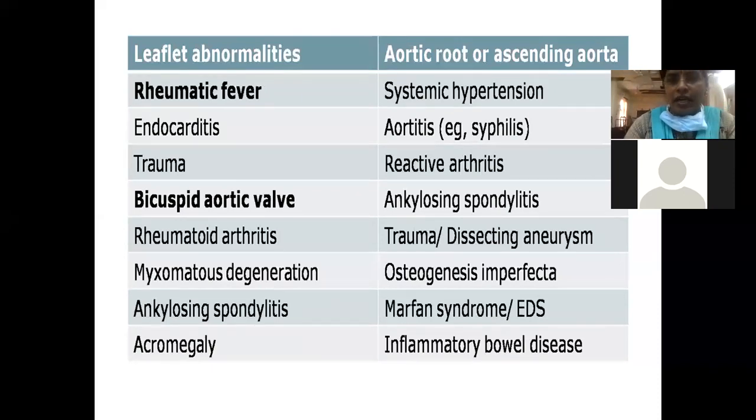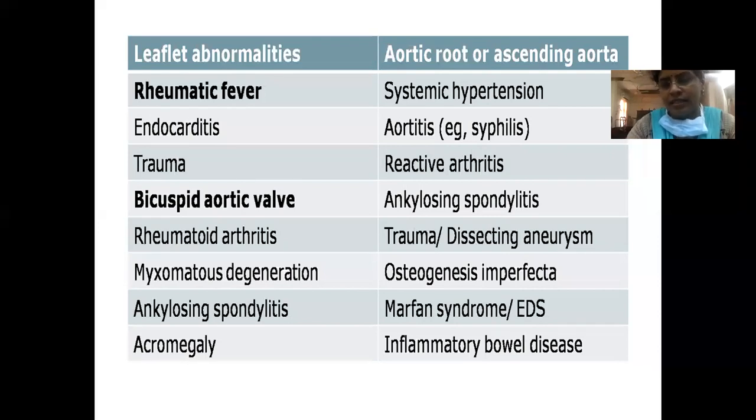aortic root or ascending aorta dilatation. Common causes for this are systemic hypertension, aortitis, or ankylosing spondylitis. Some other abnormalities like Marfan and Ehlers-Danlos all present with aortic root dilatation, aortitis, or ascending aorta dilatation. These are some examples for aortic regurgitation. So, etiologies: one is leaflet abnormalities, second one is aortic root dilatation or ascending aorta dilatation or aneurysms.